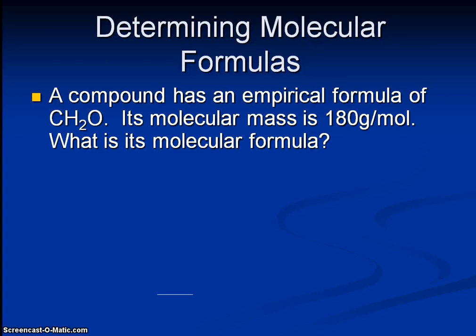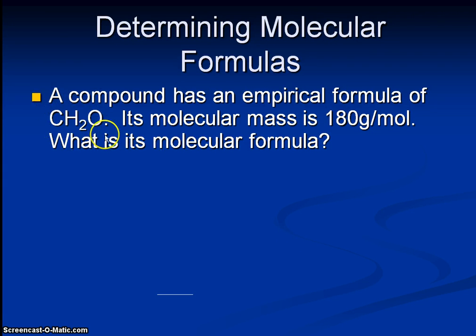For molecular formulas, what you're trying to find out is the actual compound, which is not necessarily the simplest ratio. And to do this, you need two pieces of information. You need the molecular mass, which is the mass of the actual compound itself, and you also need the empirical formula. Sometimes I might give you the empirical formula in the question like I did here, but you can now solve for the empirical formula doing what we just finished doing. So you may have to calculate that first, or I might give it to you.